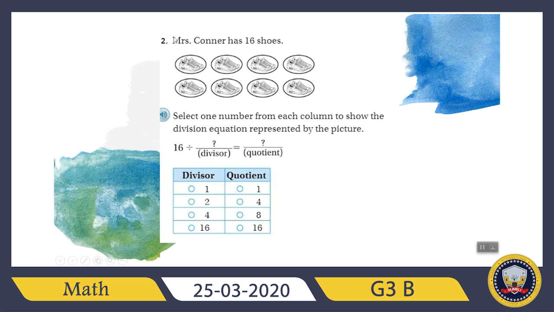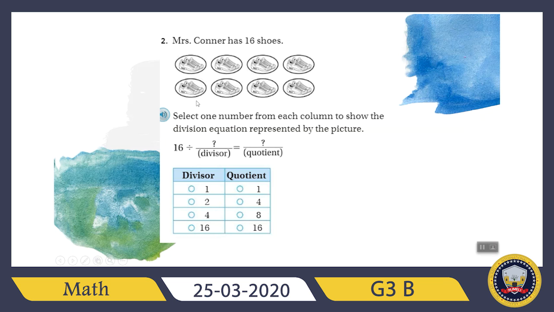Next question. Mrs. Connor has 16 shoes, as you can see in the photos. Select one number from each column to show the division equation represented by the picture. What kind of divisor must we have here? 16 divided by what number equals our quotient? 16 divided by 1, 16 divided by 2, by 4, by 16.